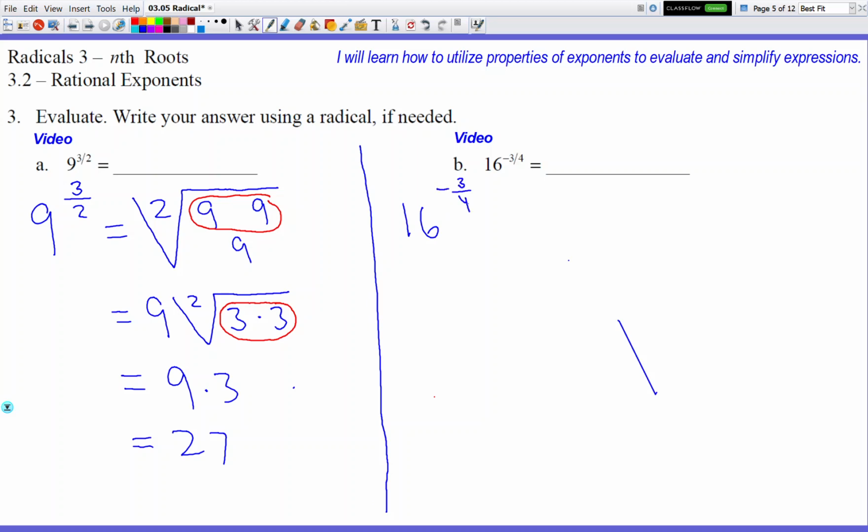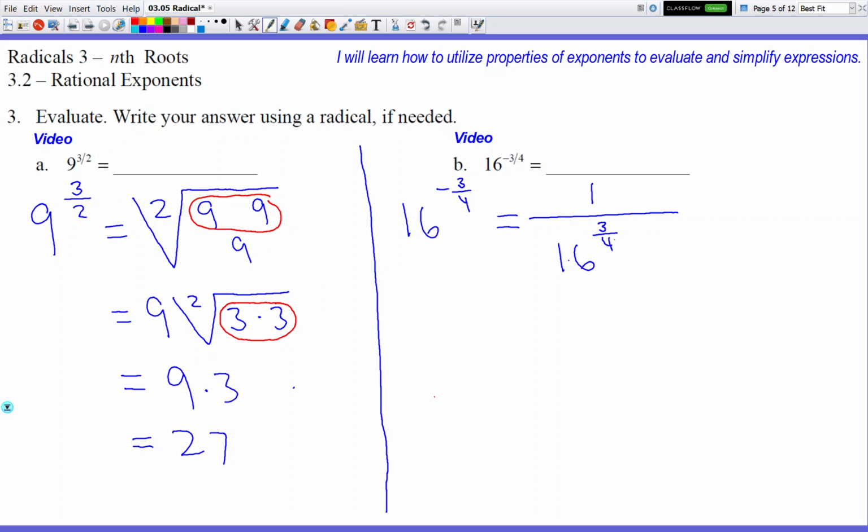So the negative is going to tell me to send the entire 16 to the bottom. That's what the negative does, right? It tells me to send the 16 and the 3/4 to a different location. So let's do that. Let's make a fraction, put a 1 on the top, and send the entire 16 to the 3/4 power on the bottom. So the negative did that, right?